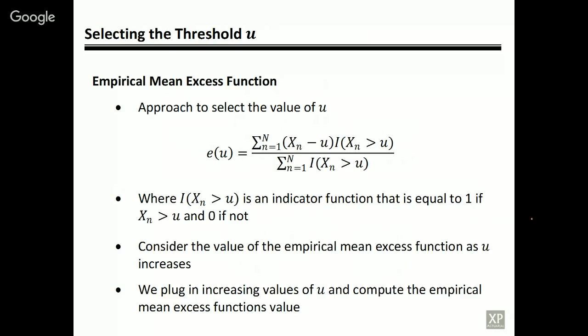Now, what you do is you put in different values of u, increasing u by small increments, and you evaluate the mean excess function. And what you're looking for is the point at which the mean excess function starts to level off. And when that occurs, that would be a good choice for your u value in your formula.